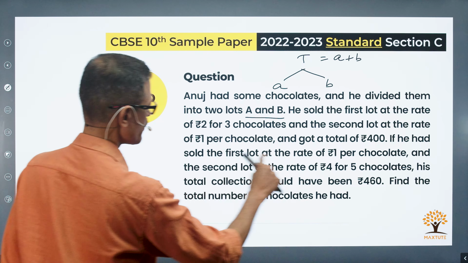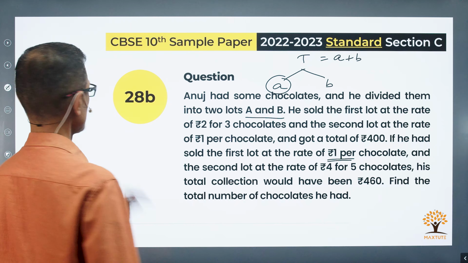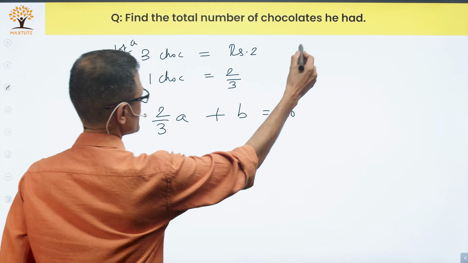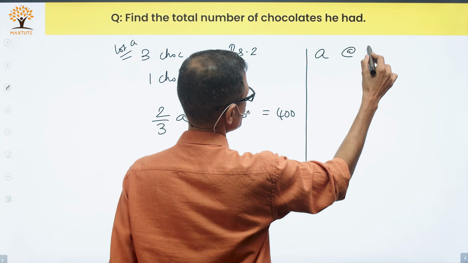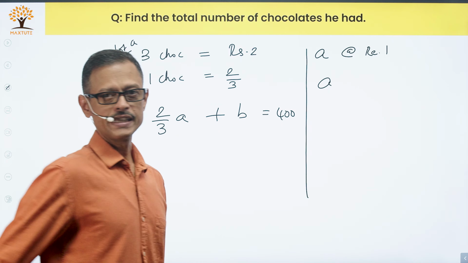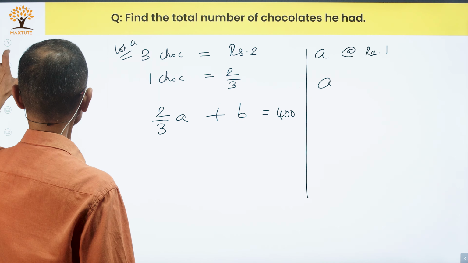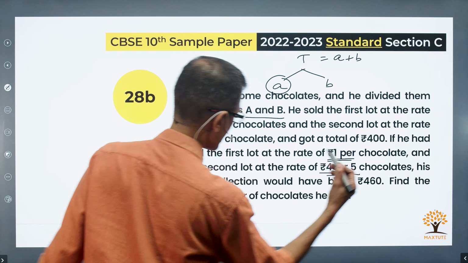Now let's look at the second one. If he had sold the first lot at the rate of 1 per chocolate, how much would he have realized? I'm looking at the second scenario. He's selling lot A at the rate of rupee 1 per chocolate. So for all A chocolates, he would have got A rupees. What does he do with the second lot? The second lot at the rate of 4 for 5 chocolates.